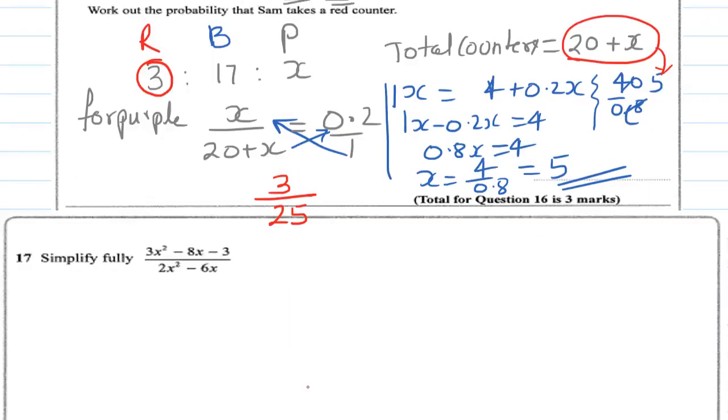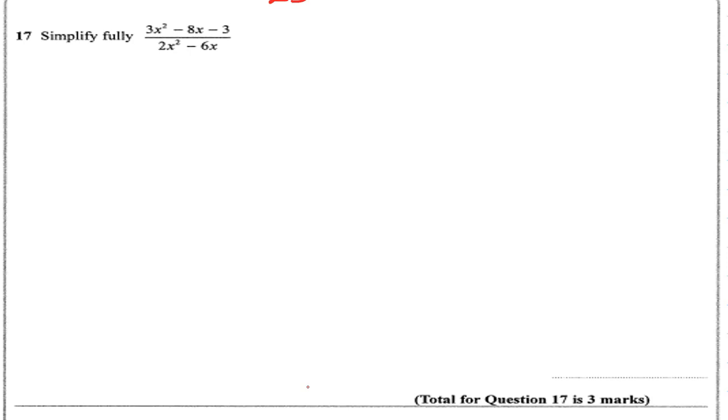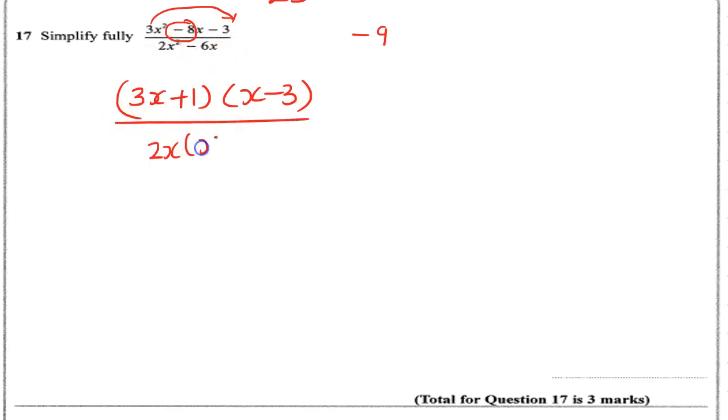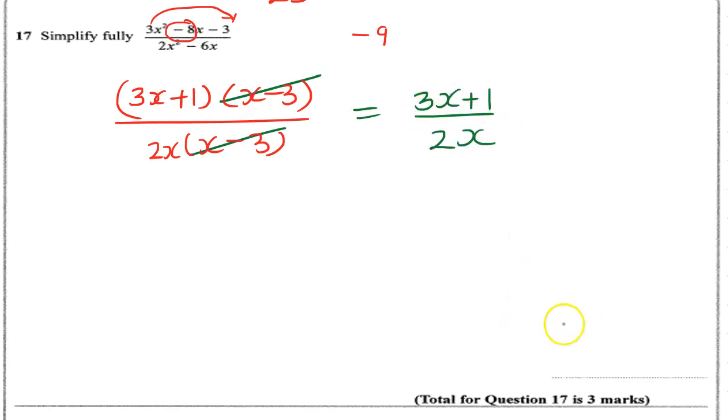That is the answer. And now 3x square minus 8x minus 3. Okay, so first we need to factorize it. So if you multiply 3 times 3, we got minus 9, and we require two numbers whose sum should be minus 8 and product should be minus 9. So if we factorize, then we get here 3x plus 1, and it is x minus 3, and here you can take 2x outside, so it will be x minus 3. Yeah, now x minus 3 and x minus 3 are cancelled out, so we are left with 3x plus 1 over 2x. So that is your answer, 3x plus 1 over 2x.